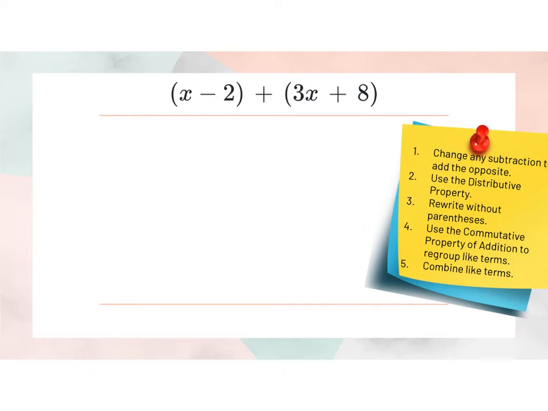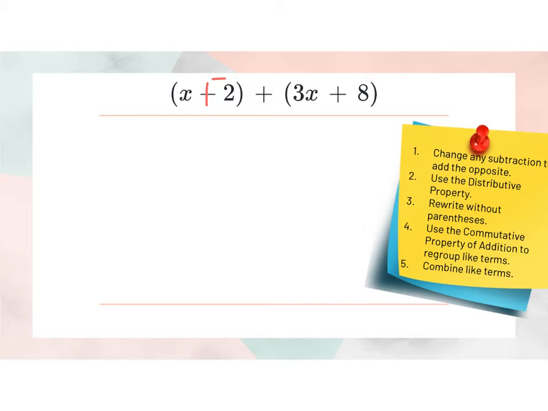Then rewrite without parentheses, using the commutative property of addition to regroup like terms. And then finally combine those like terms to simplify the expression. So in the first example, we do have a subtraction, so I'll go ahead and change x minus 2 to x plus negative 2. There's nothing to distribute, so I'll rewrite without parentheses, and I'll group like terms next to each other at the same time.